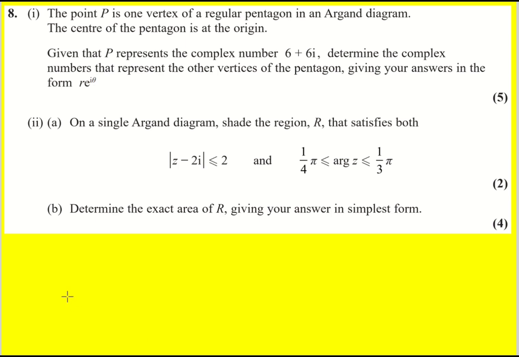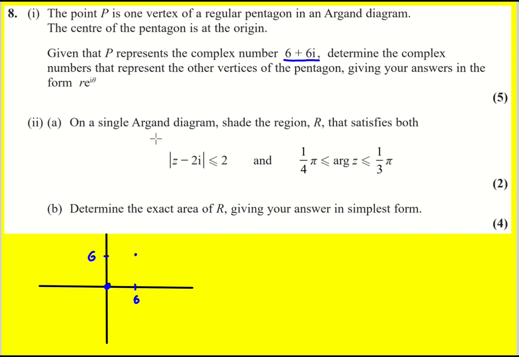Point P is one vertex of a regular pentagon in an Argand diagram. The center of the pentagon is the origin. And we're given that P represents the complex number 6 plus 6i. So let's put it on here. That is 6, and that is also 6, and here's the center.